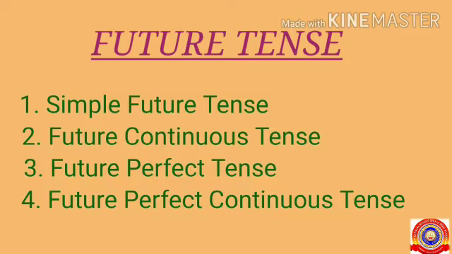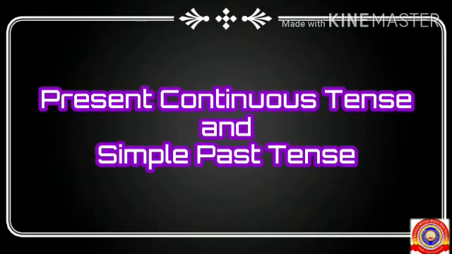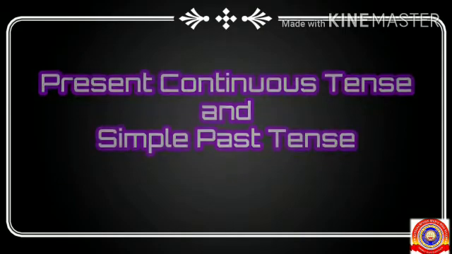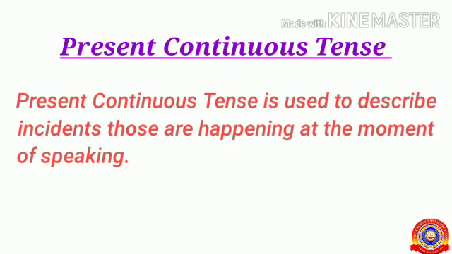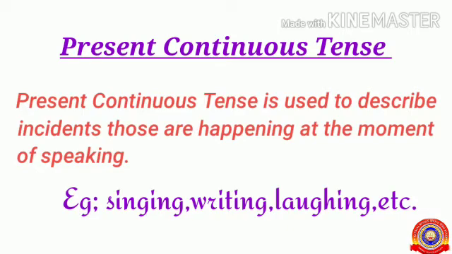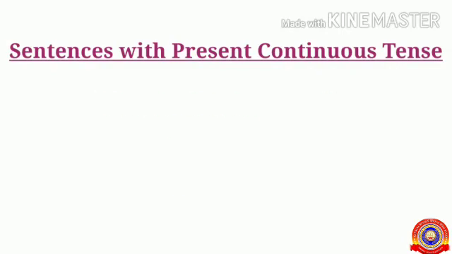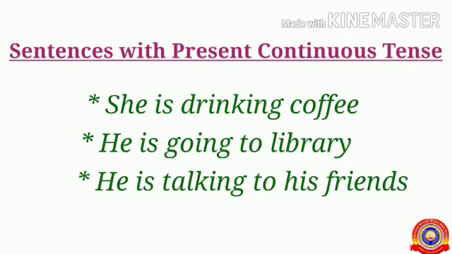These are just an overview of the subtypes of tenses. Today we are focusing on present continuous tense and simple past tense. What is present continuous tense? Present continuous tense is used to describe incidents that are happening at the moment of speaking. For example, singing, writing, laughing, etc. Now let's go through the sentences with present continuous tense. She is drinking coffee. He is going to the library. He is talking to his friends.